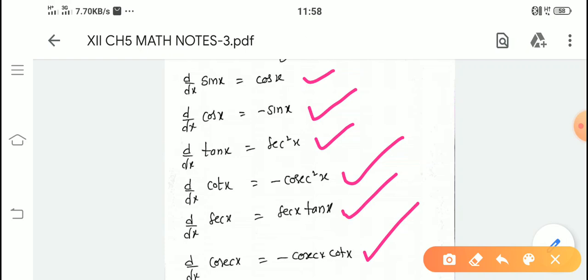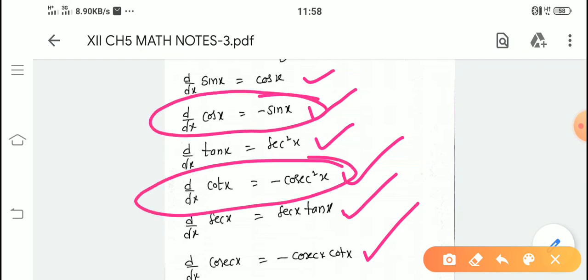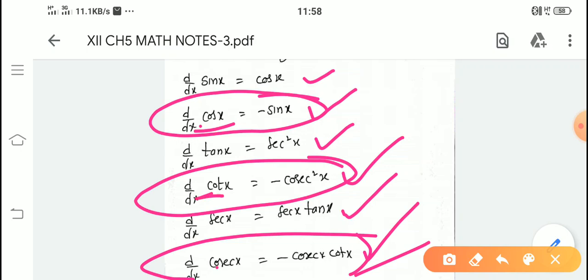So how to remember? We get the negative sign when the trigonometric function starts with the letter c. See, cos x, cot x and cosecant x, in their answers minus is there.